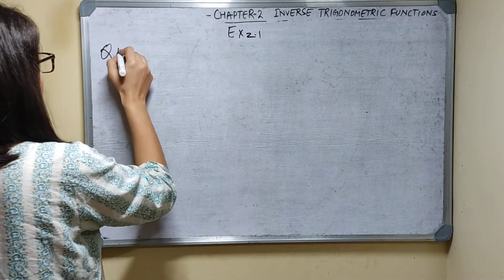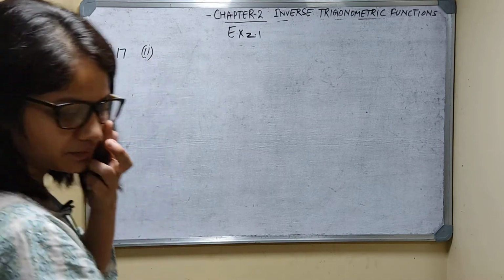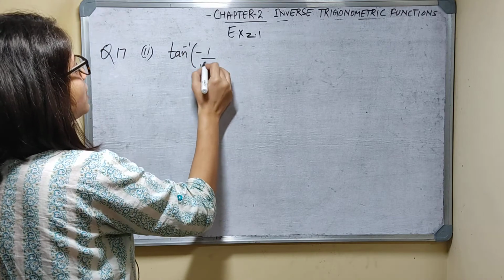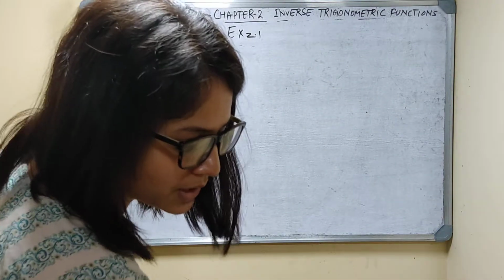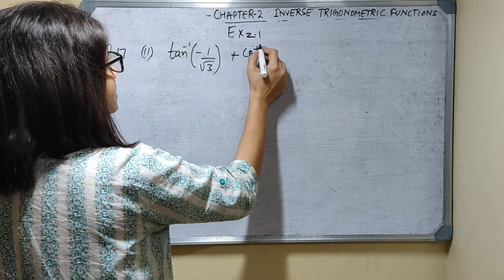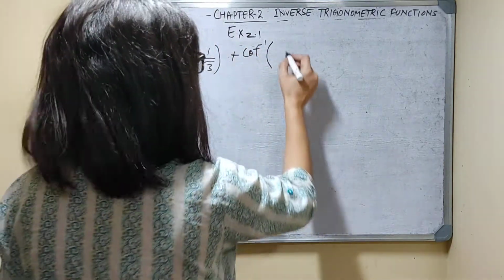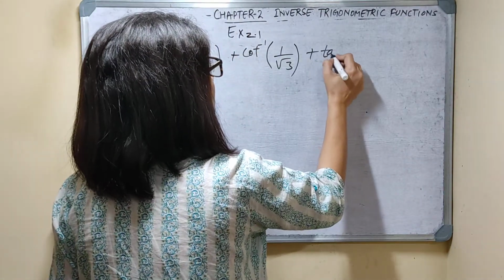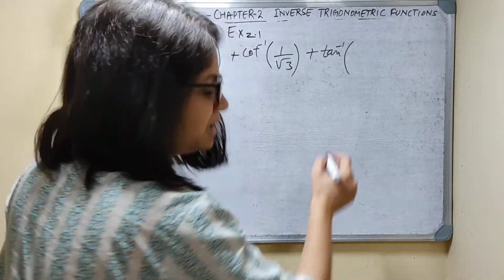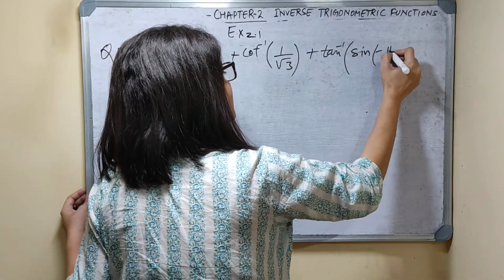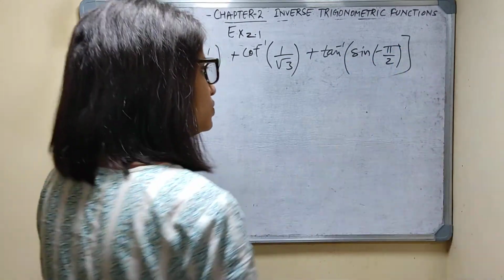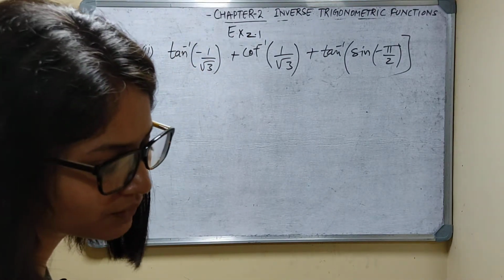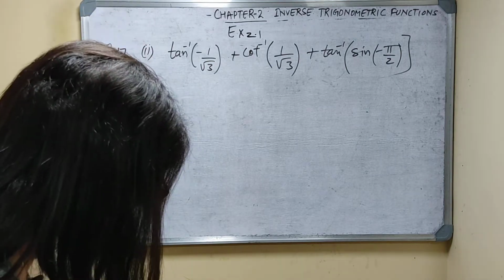Question number 17, second part you can see. Tan inverse of minus 1 by root 3 plus cot inverse of 1 by root 3 plus tan inverse of sine of minus pi by 2.